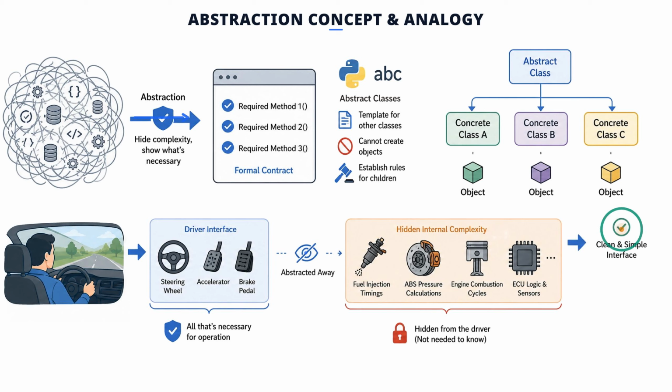The core takeaway is that abstract classes perform this exact same function in code by defining the methods that must exist while completely hiding the implementation details inside each specific subclass. Now that we understand the concept, let's step through exactly how we build this out in Python.